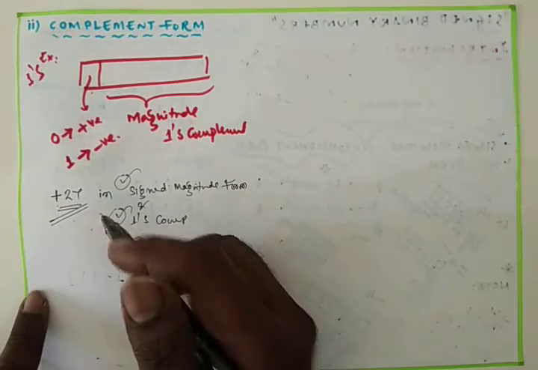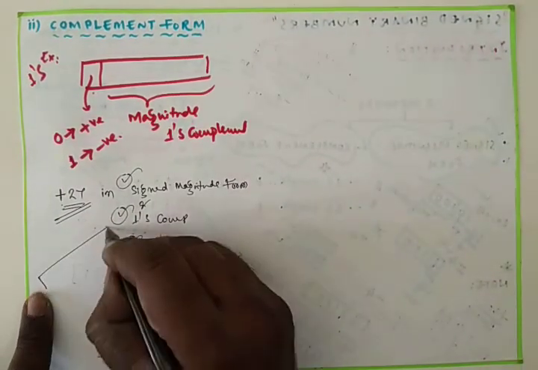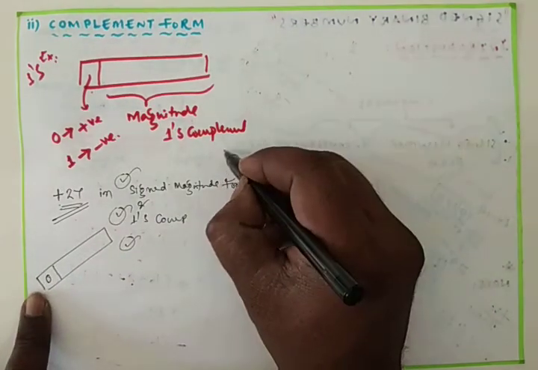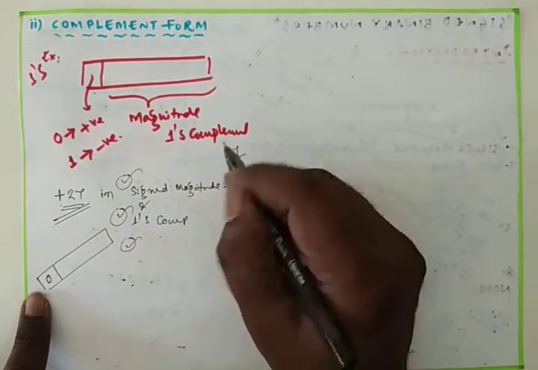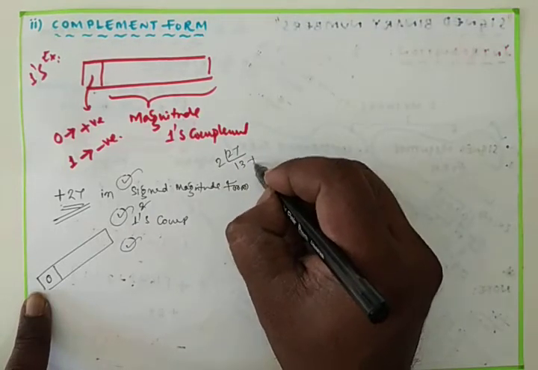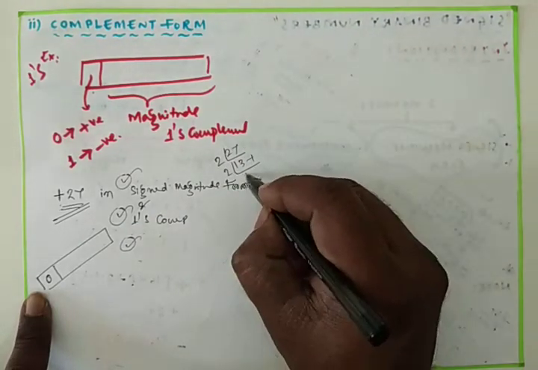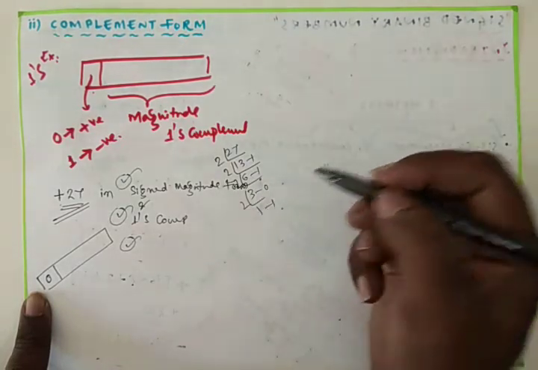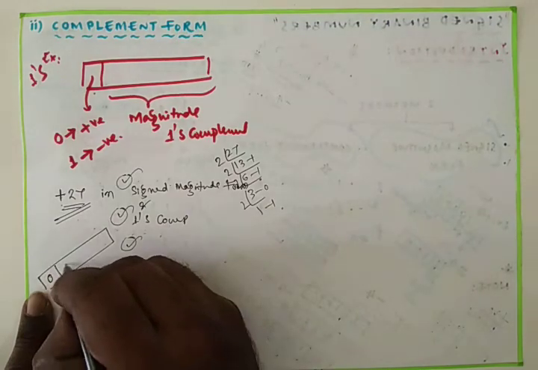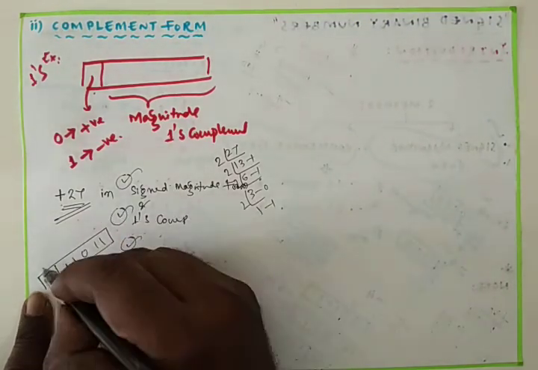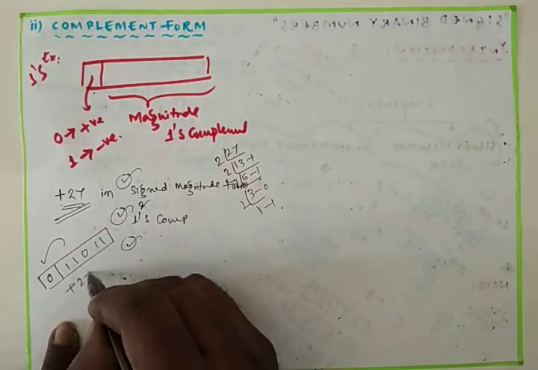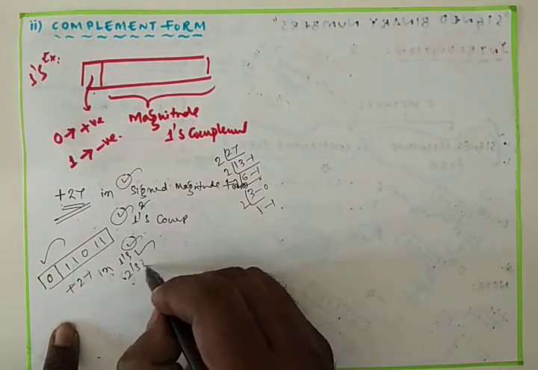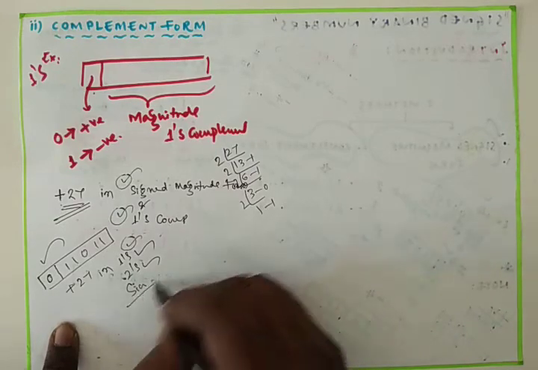Here plus 27, plus means what? Obviously it is 0, and 27 can be written in binary form. 2 13s are 1, remainder is 1, 2 6s the remainder is 1, 2 3s the remainder is 0, 2 1s are 1. So it is 1 1 0 1 1. This is plus 27. Plus 27 in one's complement form is the same, two's complement form is the same, and sign magnitude form is also the same.